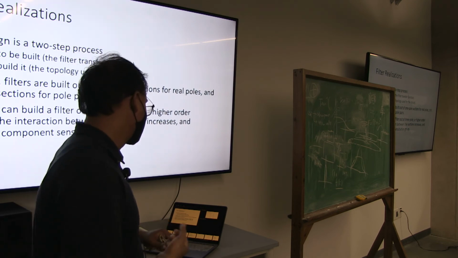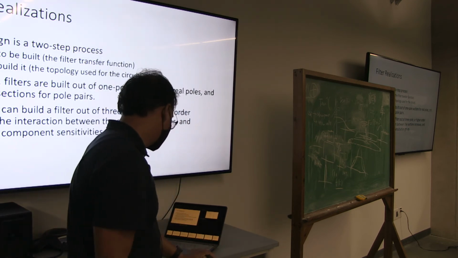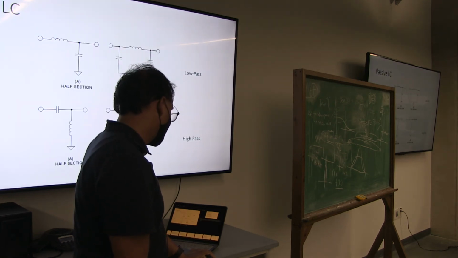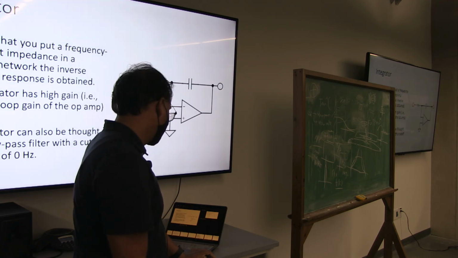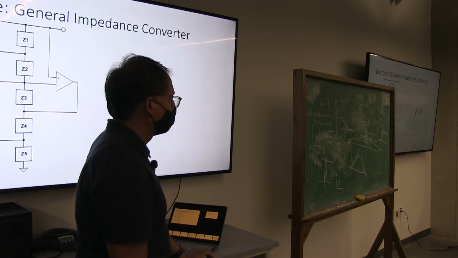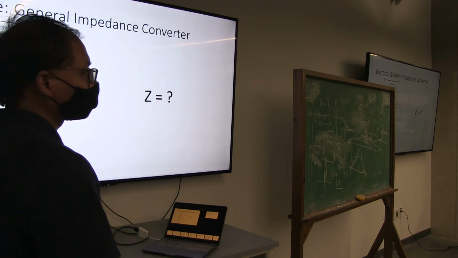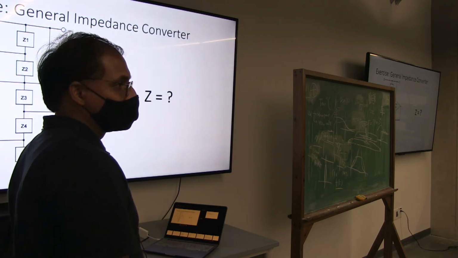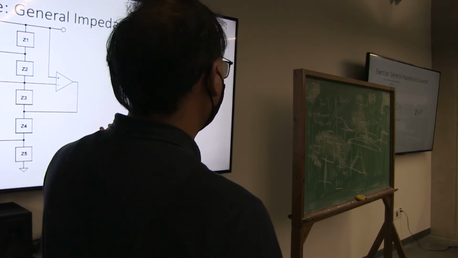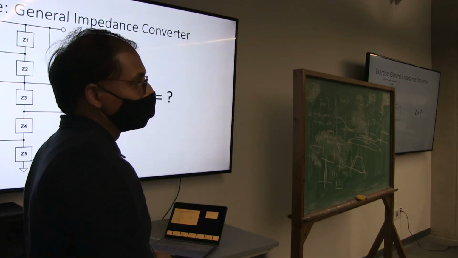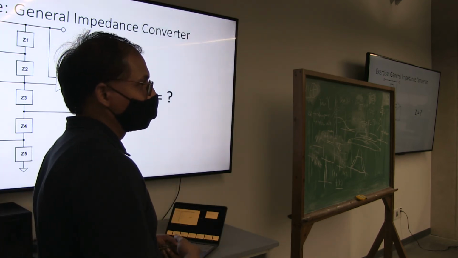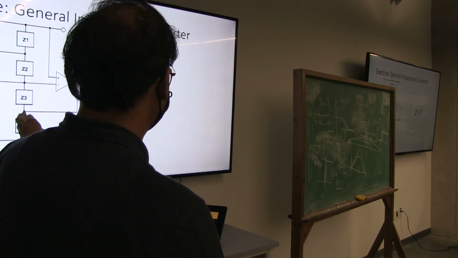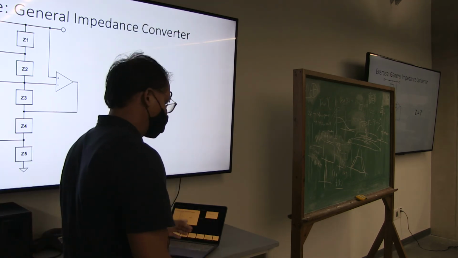Okay, then, what I have in the plan is filter realizations. I talk about passive LC, then I talk about the integrator, then I talk about this general impedance converter. Have you come across this topology before? Generally, these kinds of inductors are difficult to fabricate, so we use active devices to realize an inductor. This gives us the ability to come up with any inductor that we want.